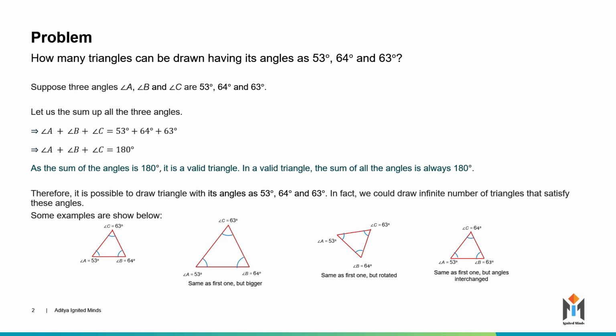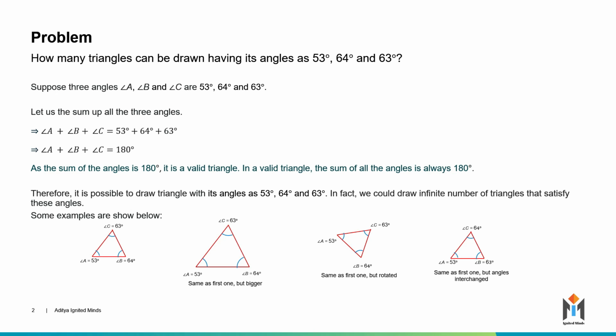because just because the angles are the same doesn't necessarily mean that the triangle cannot have sides which are bigger than the previous one. As you can see here, I can draw different sets of triangles with all the same angles as given, but the sides of the triangle could vary. So I can draw an infinite number of triangles.